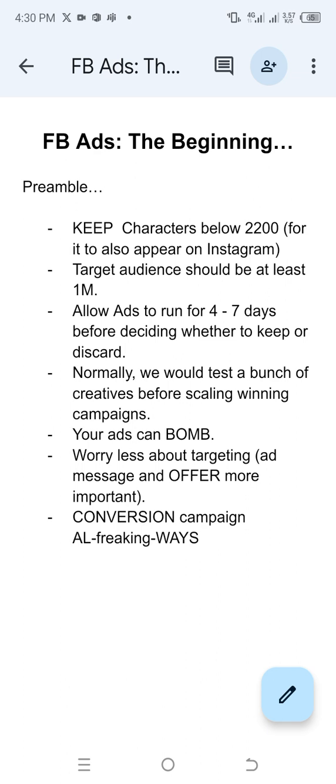So you can just start with one ad, and once you have that ad running and it's working, you can now start testing different things to see if you can even better the result that you're getting from the other one. Okay, so that's something to also note.